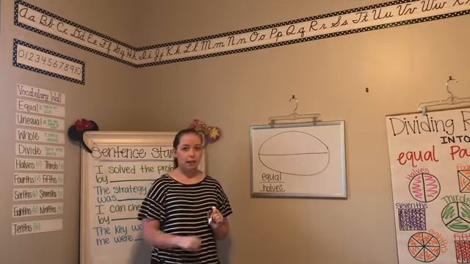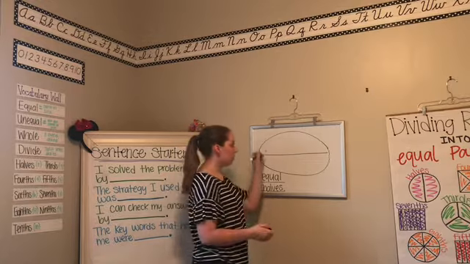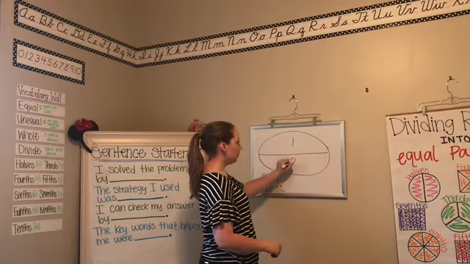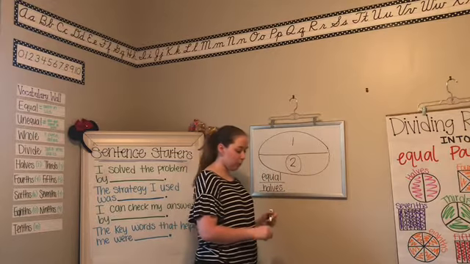On that second line. Remember, if you have a hard time counting, keeping track of how many equal parts there are, you can label them. Okay? And that last number is going to be your total number of equal parts.